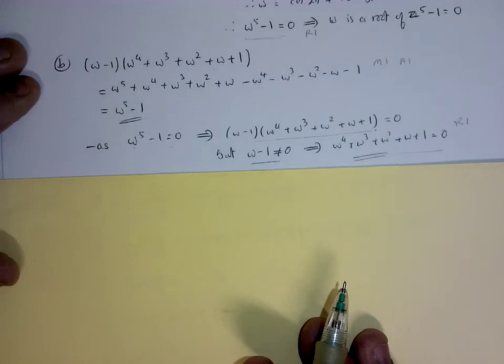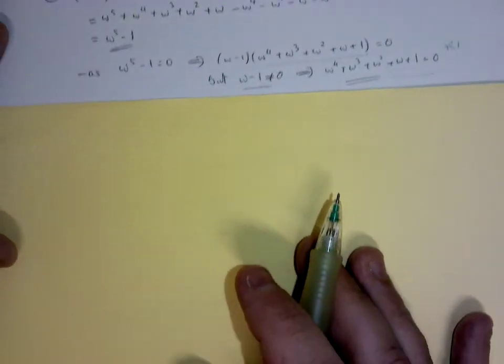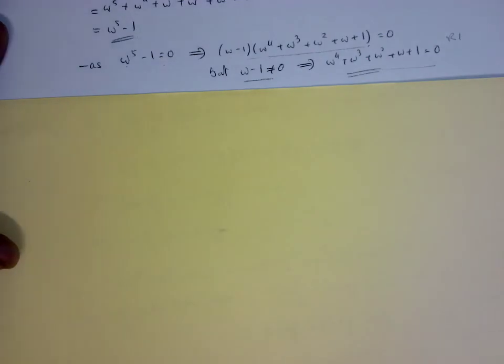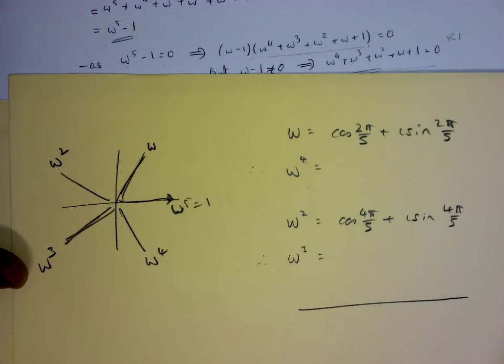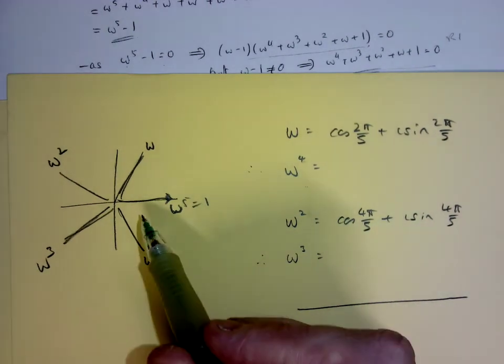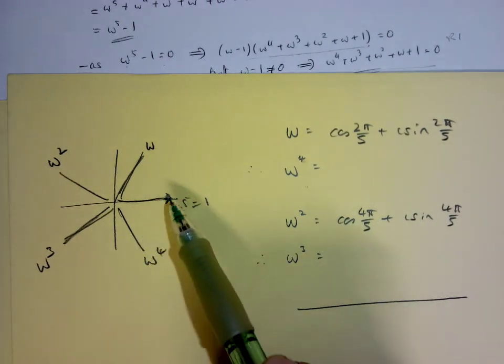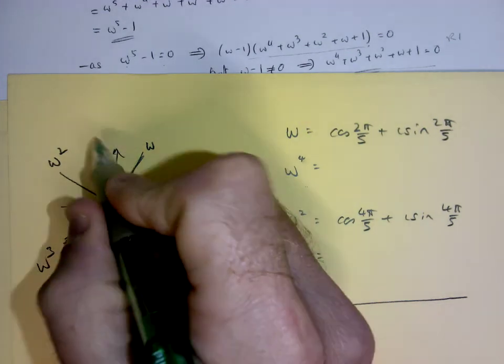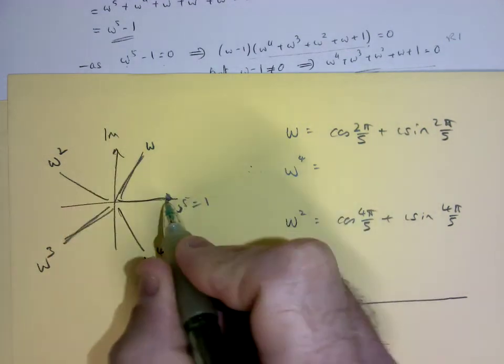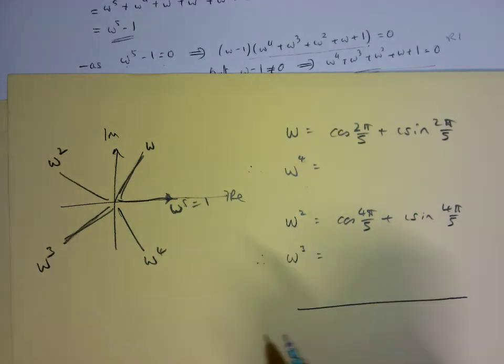And for part C then, hence show that. Now, I particularly like the use of diagrams for these questions. So I know that w is one of the fifth roots of unity. So all of these things are arranged around the Argand diagram like this. This is an Argand diagram, so the imaginary axis there and the real axis here.